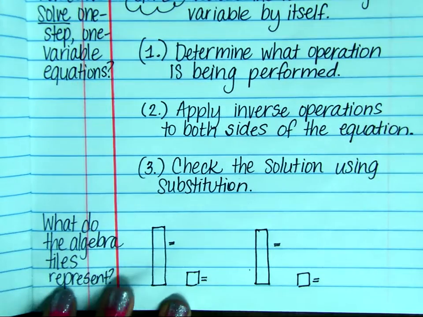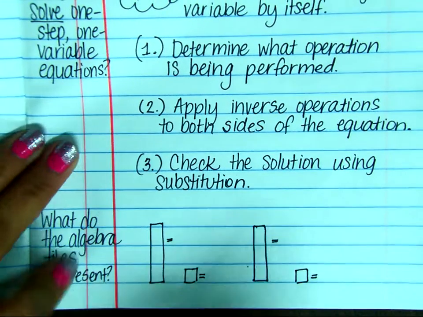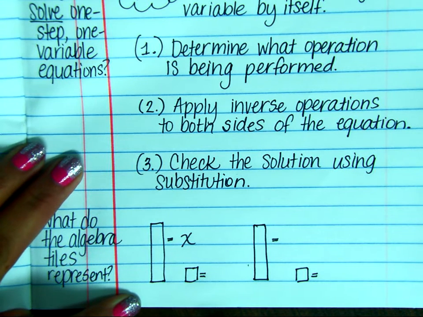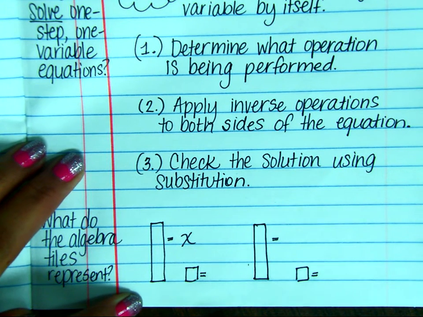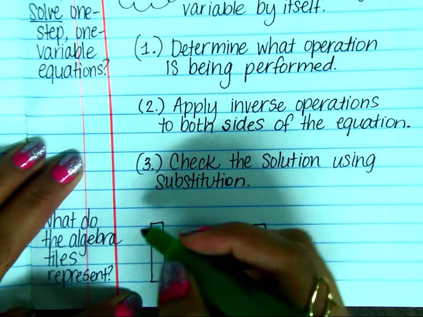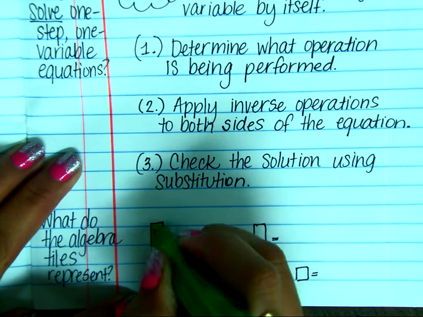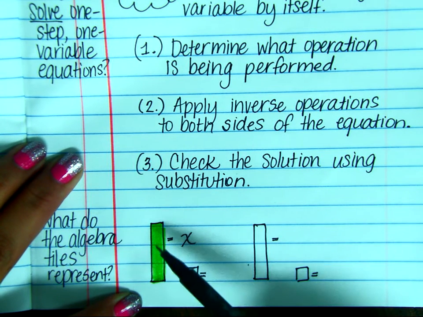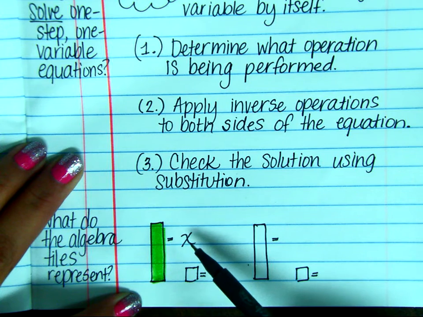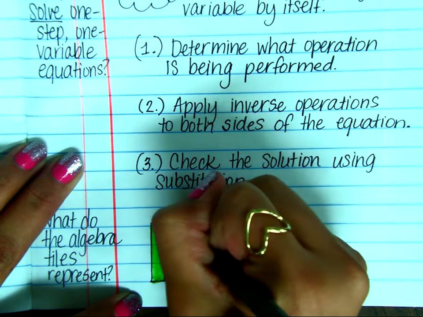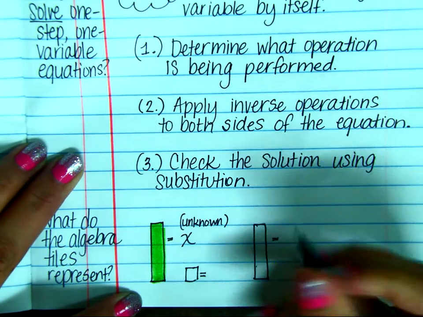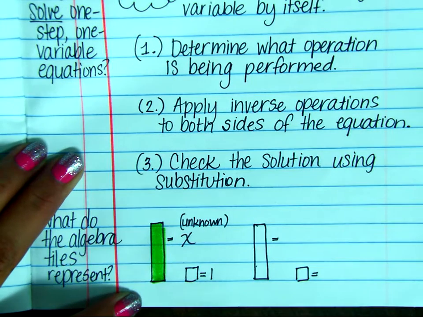So our first tile that represents a positive X is going to be green. This is for our unknown. If we have a positive unknown value, it is green. Okay. Now when we have our small square tile, so we have our large bar, this is our algebra tile bar, it's going to be the X. It's unknown. Let's include that there. All right. And then we have a positive 1. Okay. So this is going to be yellow.